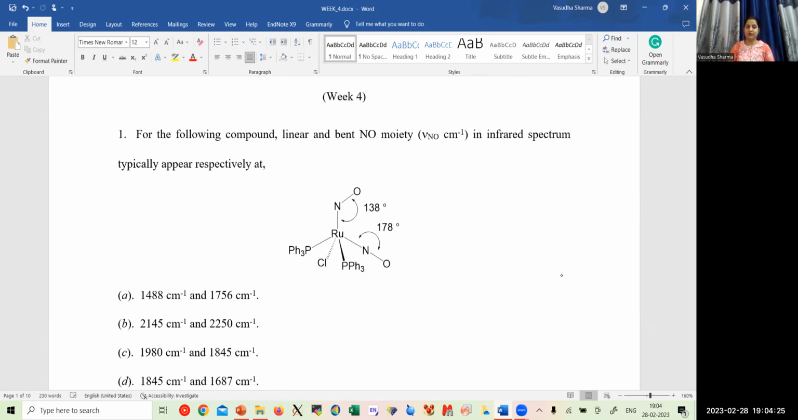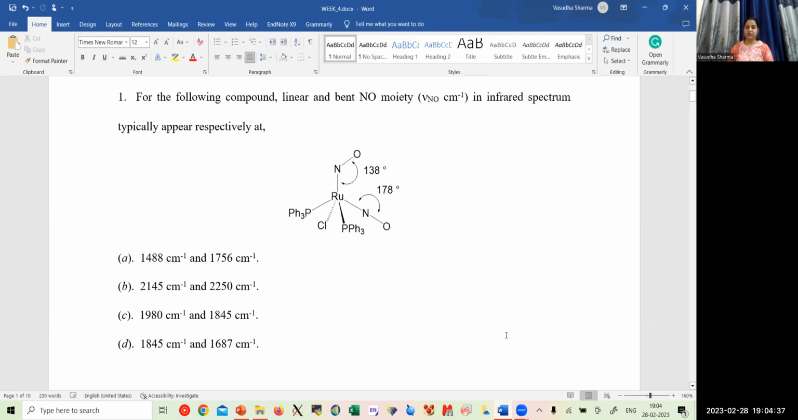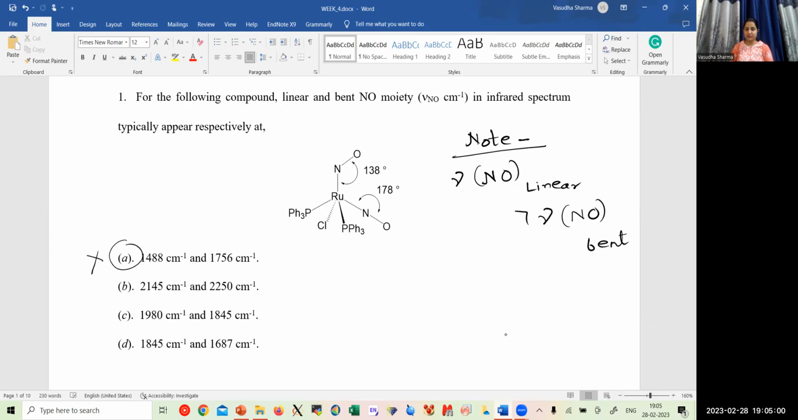The first question says: for the following compound, the linear and bent NO moiety frequencies in the infrared spectrum typically appear respectively at which values? So we need to find at what range the linear and bent frequencies occur in the case of ruthenium. Firstly, we should note that the frequency for linear NO is greater than the bent form. And if you see the 4 options, one option is already eliminated because it asks for respectively, so the linear can't be lesser than the other one.